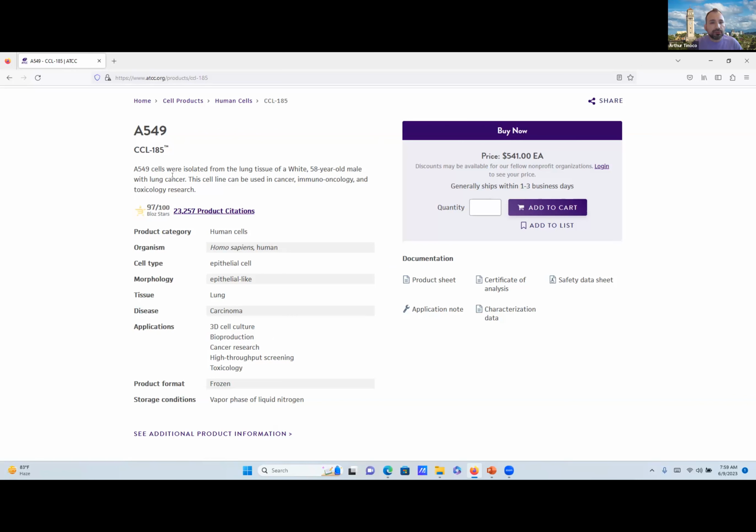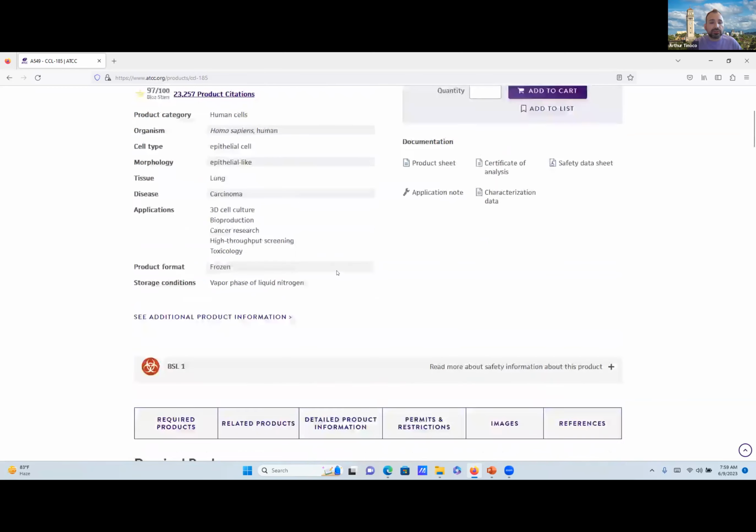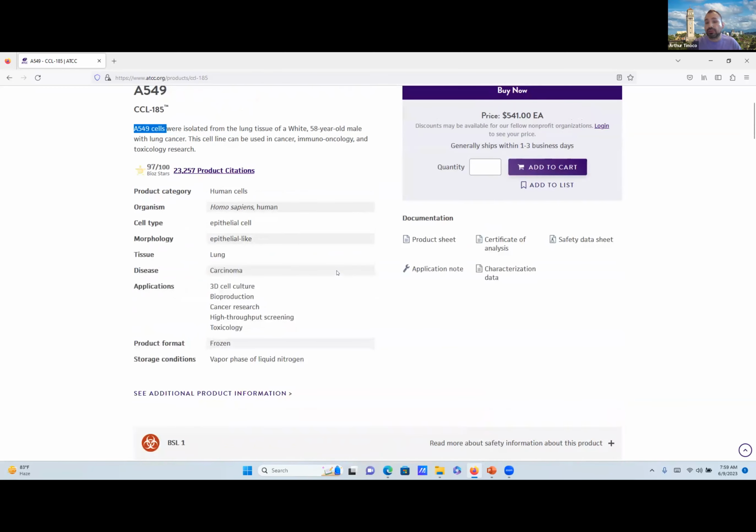But you get some really important information. For instance, where the cells were isolated. So from the lung tissue of a white 58-year-old male with lung cancer. And so you get a lot more information if you scroll down with regards to the conditions in which you should be growing the cells, the type of media that you should be using.